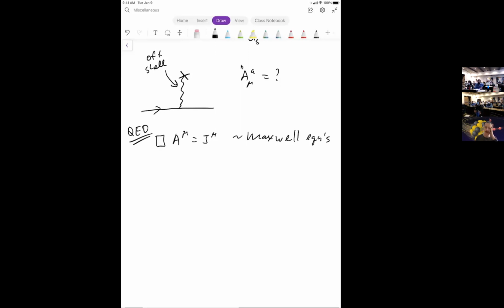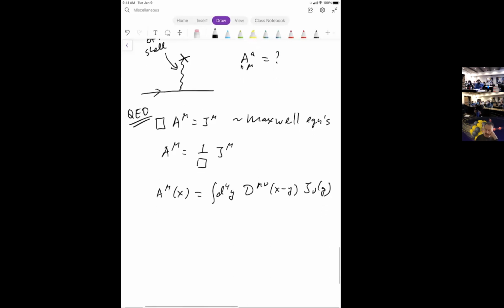Box is our good old friend, the d'Alembertian operator, right? You can solve it: 1 over box J mu. Of course, you ask, what's 1 over box? Well, you know what it is. It's a Green function, so A mu of x is an integral, say d^4y, of D mu nu of x minus y, J nu of y, where this is a Green function.